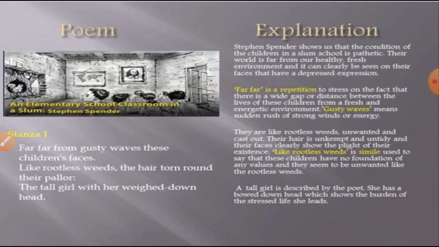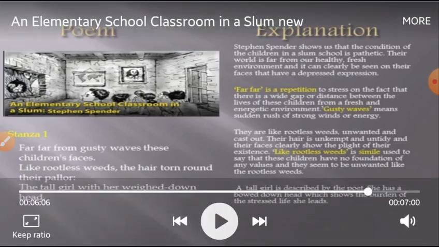See the, like rootless weeds, the hair torn round their pallor. Try to understand, listen to my words. The hair of these children are compared with rootless weeds. What is this? This is a simile. Like rootless weeds, the hair. See that one, rootless weeds are, woh kya hai? Unwanted weeds. Unwanted plants, kharpatwar, जो अपने आप कहीं भी उग जाते हैं और हम उखाड़ के उनको फेंक देते हैं. So the बच्चों के जो hair किस तरह से compare किया?